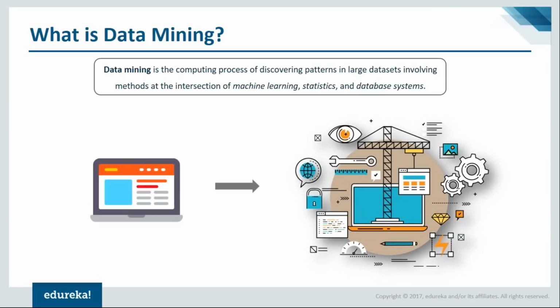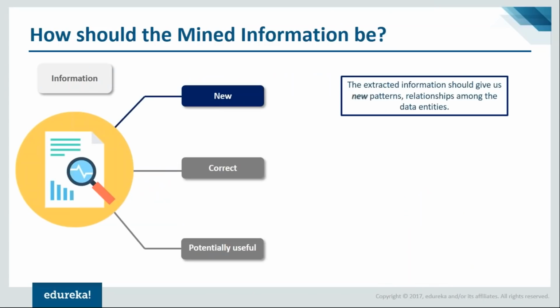Let's look at the definition. Data mining is the computing process of discovering patterns in large data sets involving methods at the intersection of machine learning, statistics, and database systems. Now that is quite a complicated definition. So what do we exactly mean by that? In simple terms, data mining is mining of information from data which is new, correct, and potentially useful.